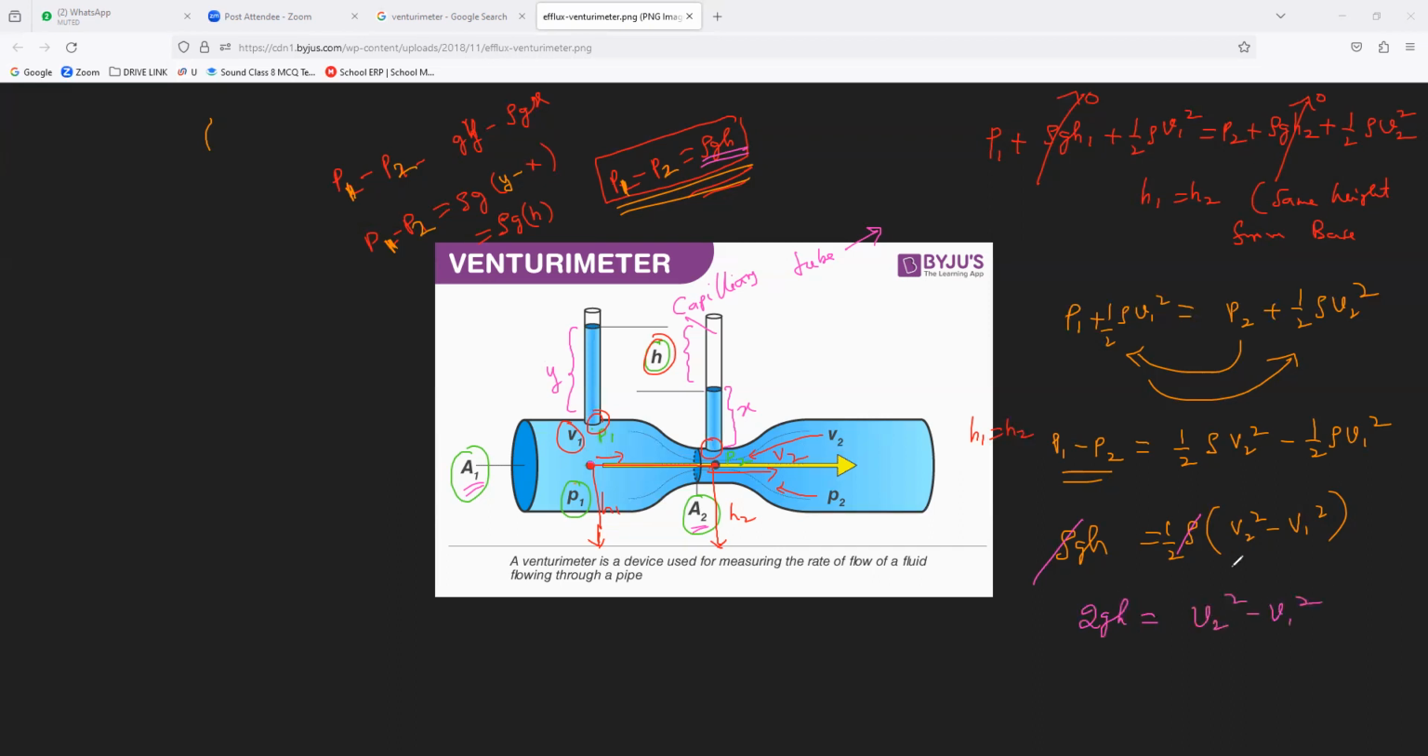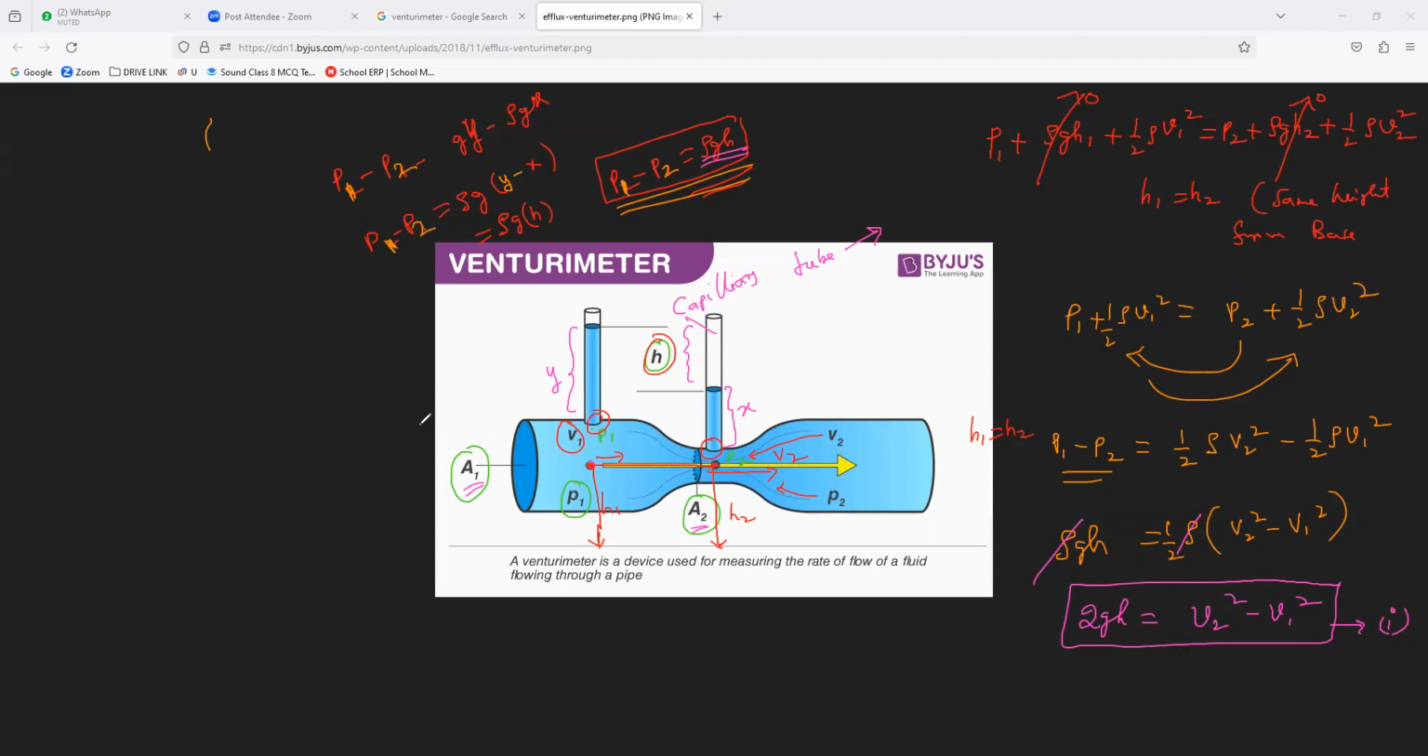Will you all agree with me, everybody? Yes, please. Please respond. So let me consider this as equation number 1. Any problem for anybody till here, you ask me. Understand, brothers? Rudresh? Clear? So we got it. 2gh is equal to V2 square minus V1 square.